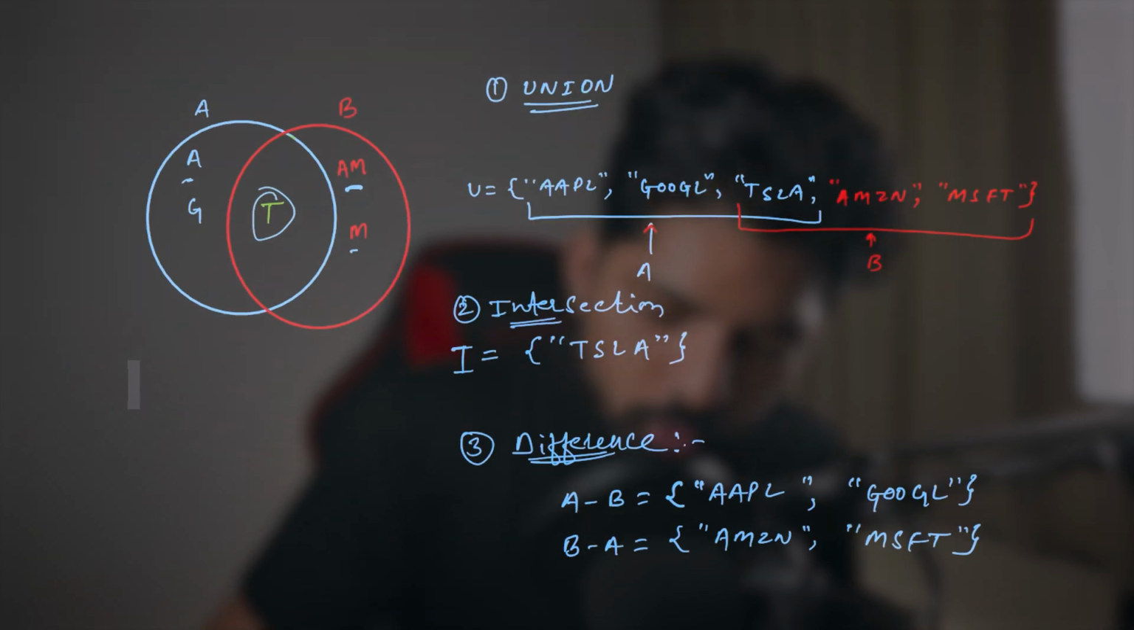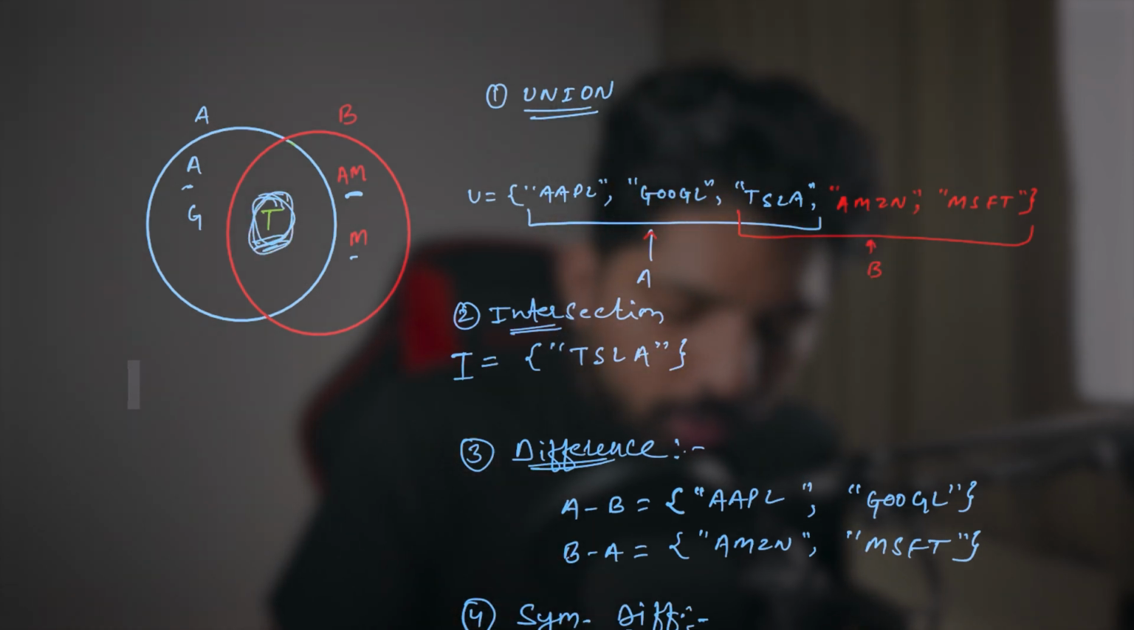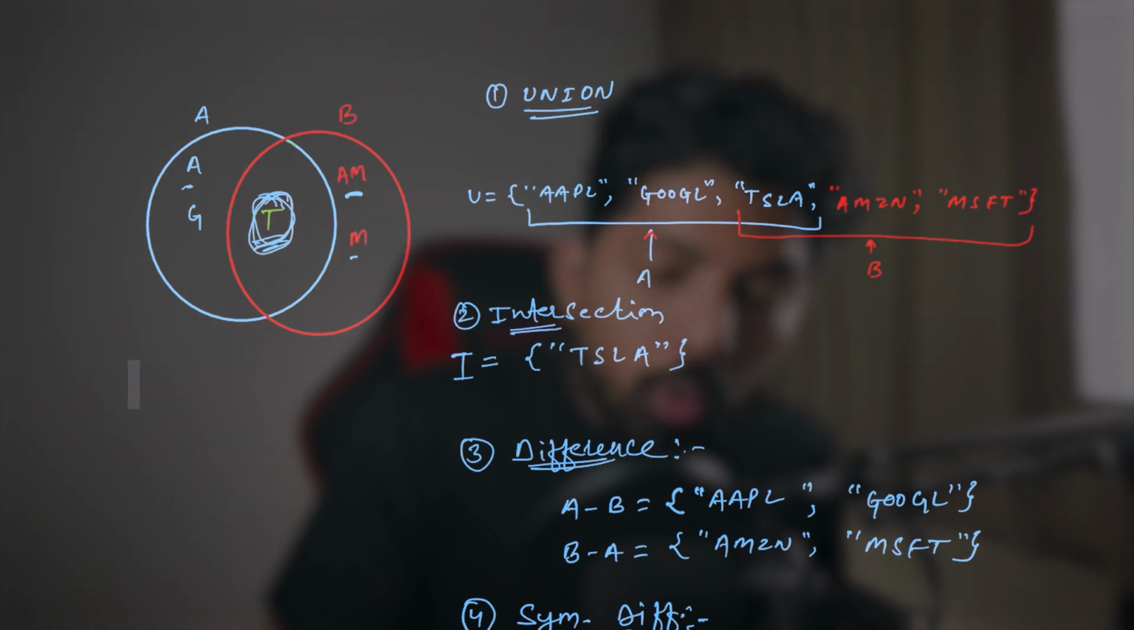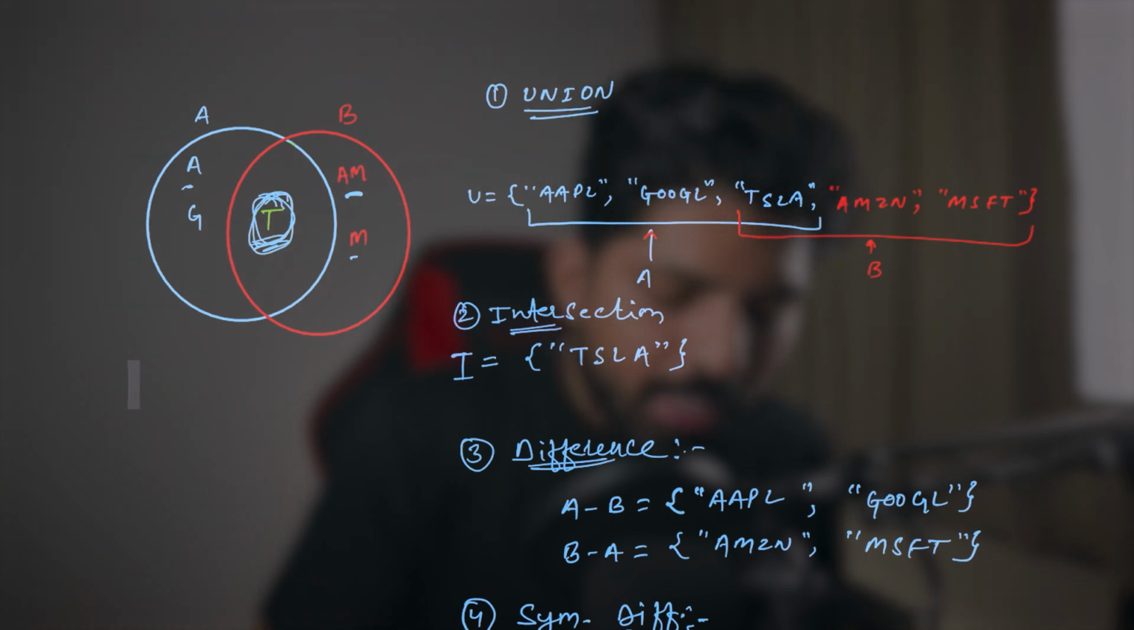Next we have something that is also very easy. That is symmetric difference, right? So we can write symmetric difference. In symmetric difference, what you do, you just ignore the common elements and then you write all the remaining elements. So here, when we check that Tesla is the common, we ignore that and we are left with Apple, Google, Amazon, and Microsoft.